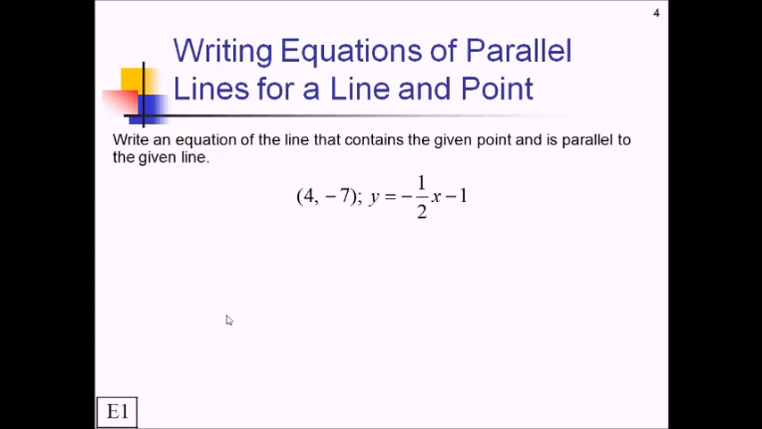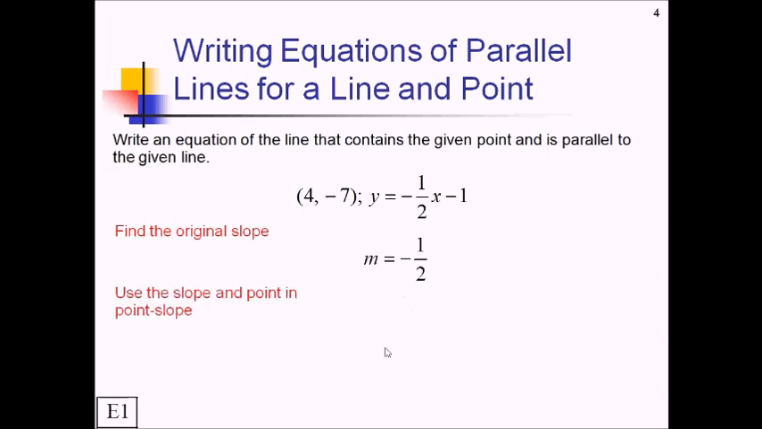For the next couple problems, we're going to be writing equations of lines that contain a given point, 4, -7 on this one, and are parallel to some other line. So first thing we need to write an equation of a line is the slope. In this case, we're just going to find the original slope, and because the slope of a parallel line is exactly the same, we're just going to borrow that original slope. Now we just have to plug in this slope and this point into point slope and call it a day.